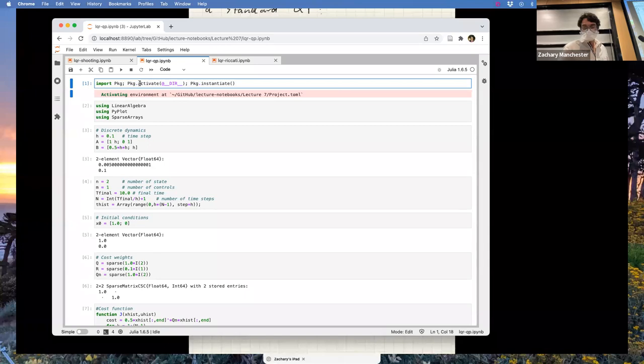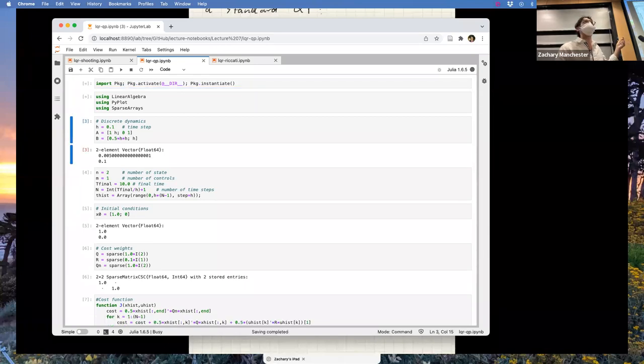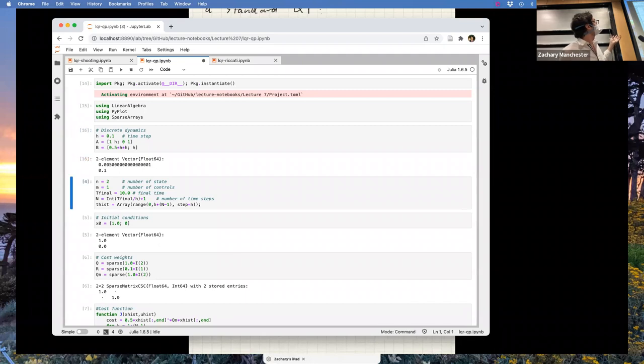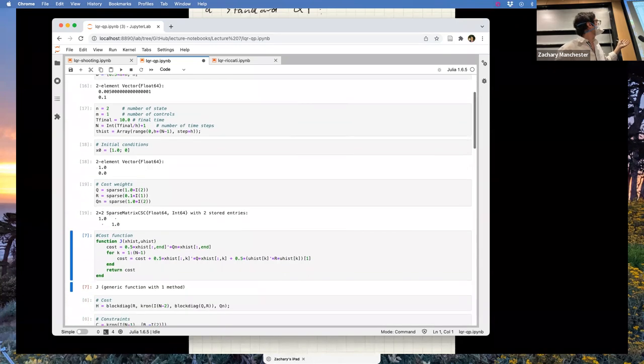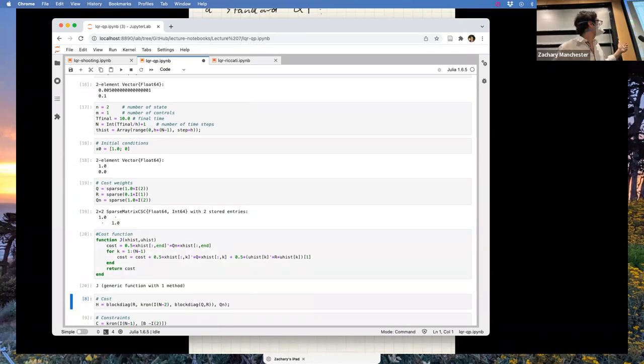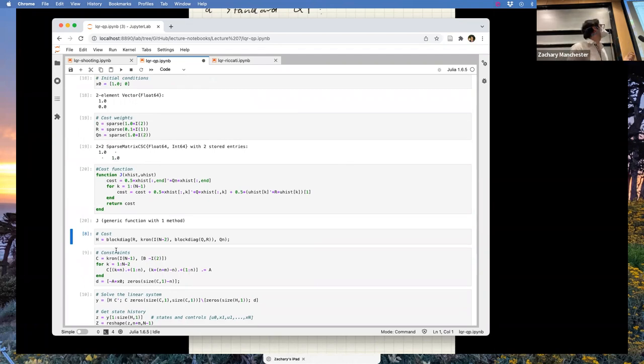Okay, so here we go. Same dynamics as before, 10 hertz, 10 seconds. Same initial conditions starting at 1 meter. Same Q and R matrices, same cost function. Now is where I'm building these giant matrices. This is that big H matrix, a block diagonal of Qs and Rs. I'm playing some tricks here, one of my favorite little tricks: using Kronecker products all over the place to build sparse matrices. If you haven't seen this before, I'm happy to talk about it in office hours, or you can look it up on Wikipedia. Big fan of Kronecker products.